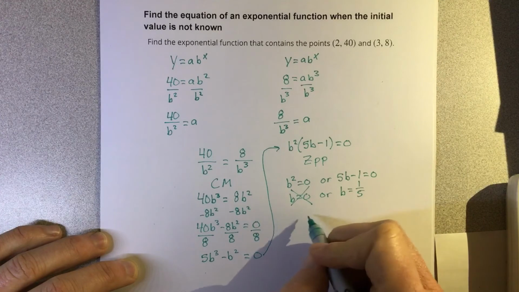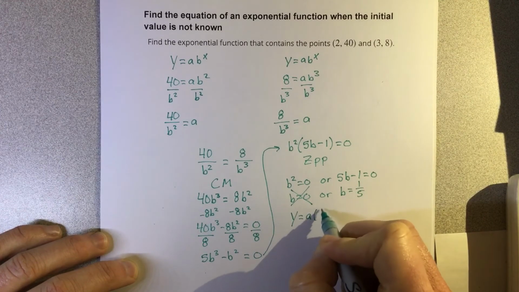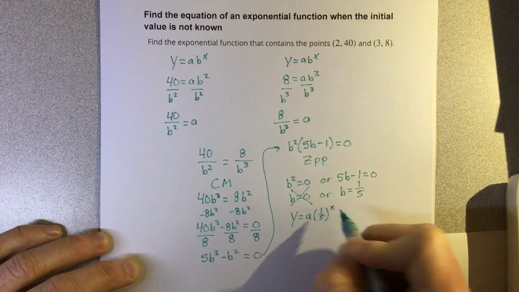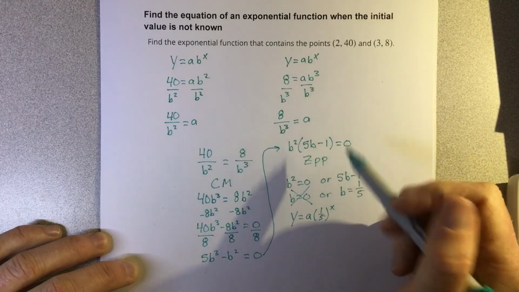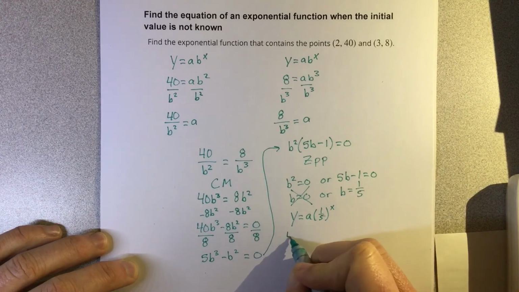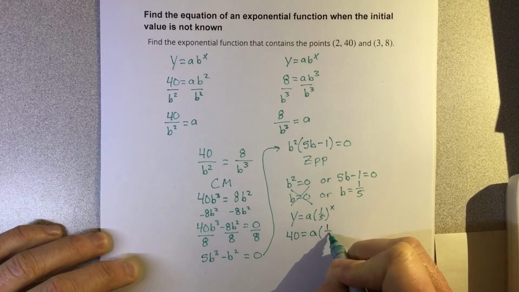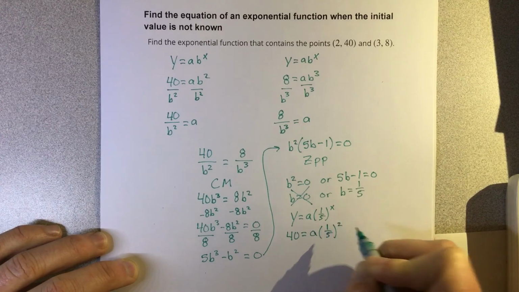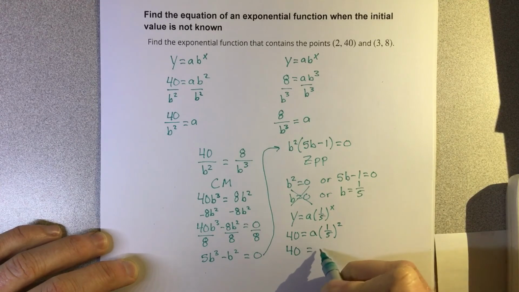We're going to write the equation y equals a times 1/5 to the x. And then I'm going to plug in one of these coordinates. Let's plug in (2, 40). So I end up with 40 equals a times 1/5 to the second power. That gives you 40 equals, 1/5 squared is 1 over 25, so I have 1 over 25 a.